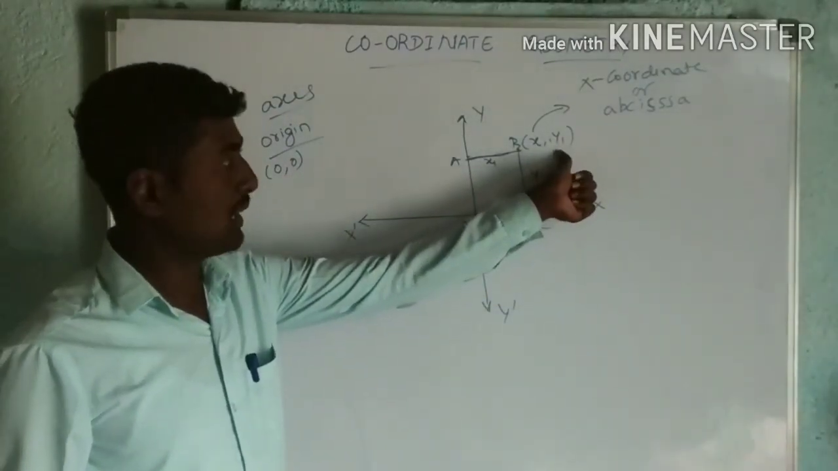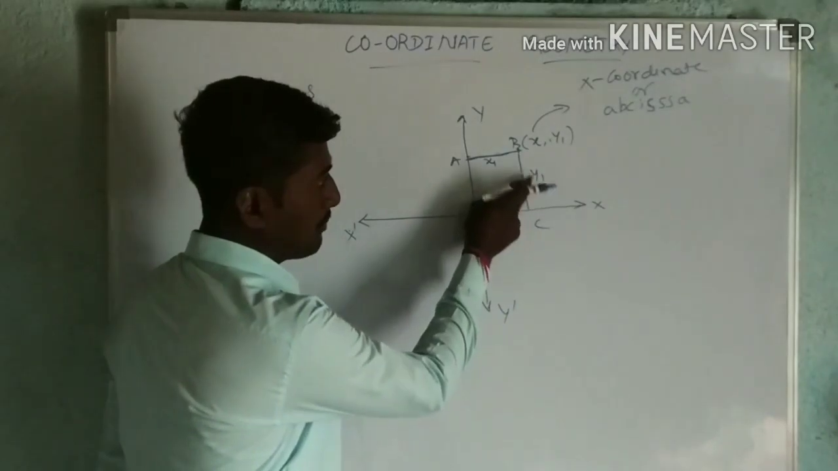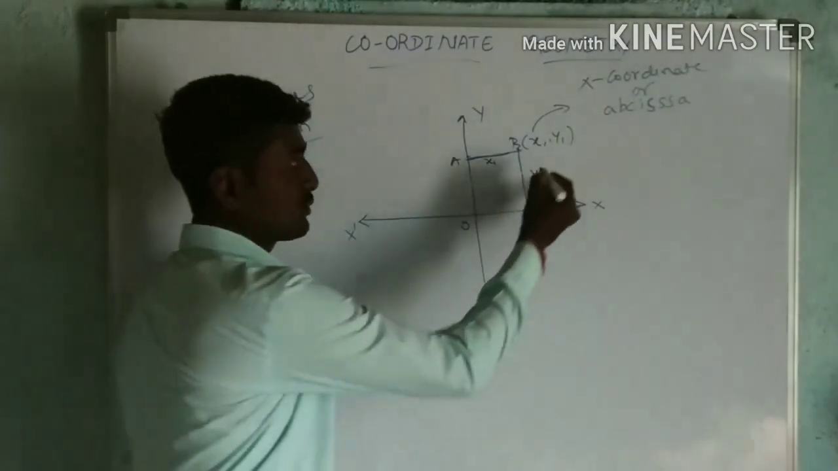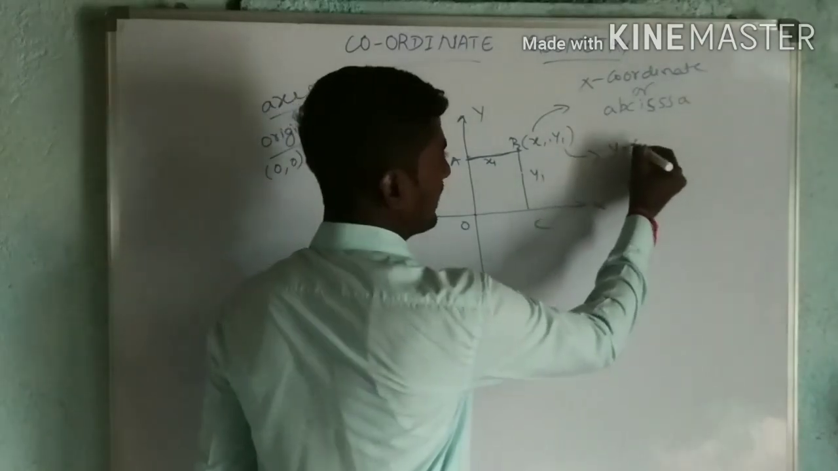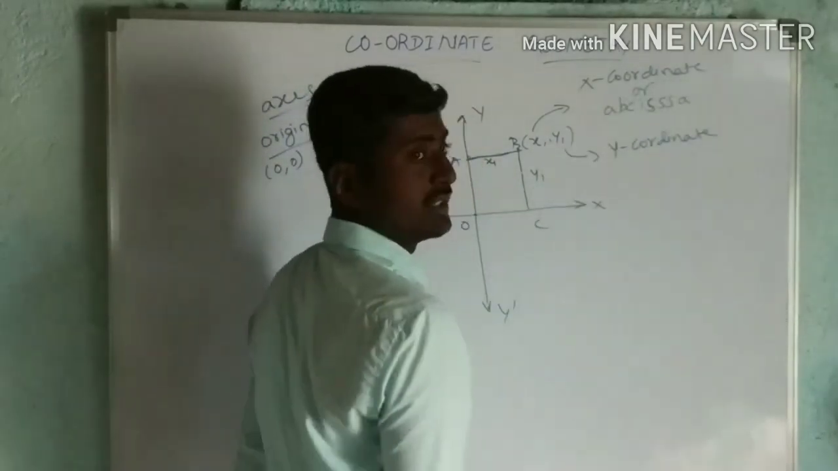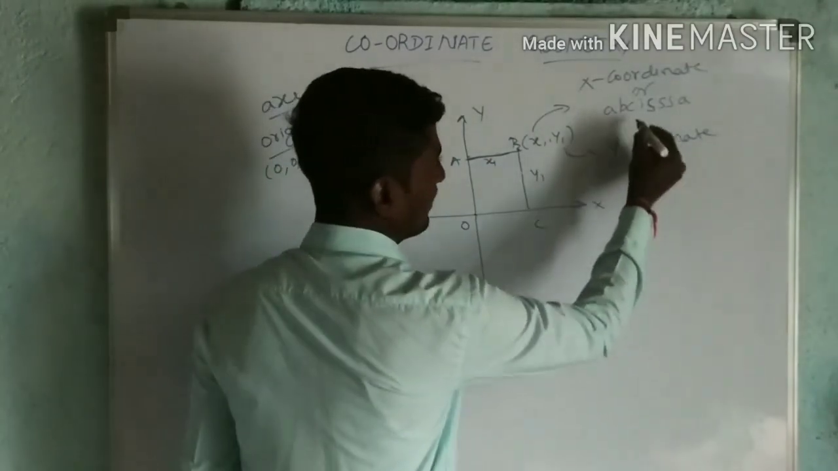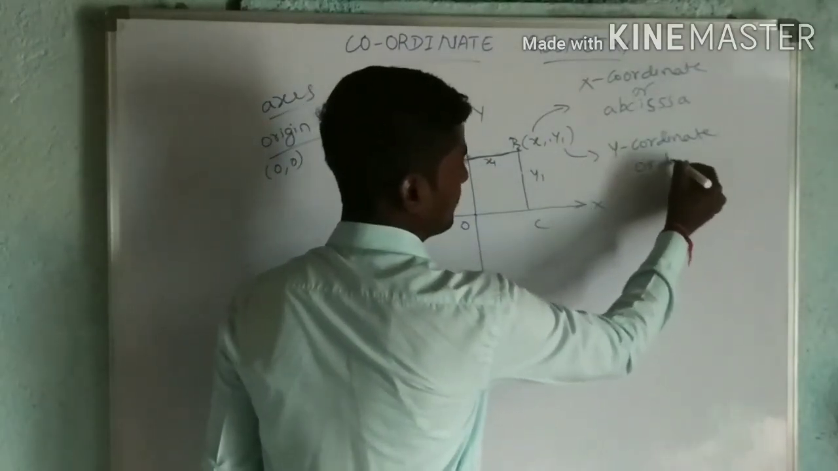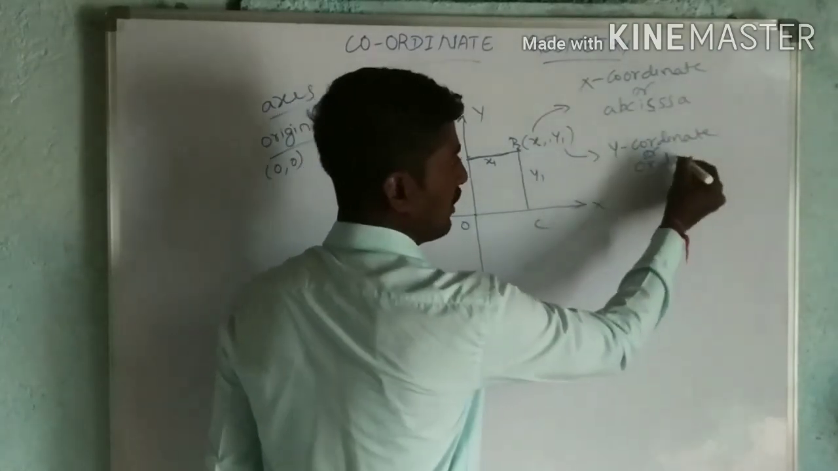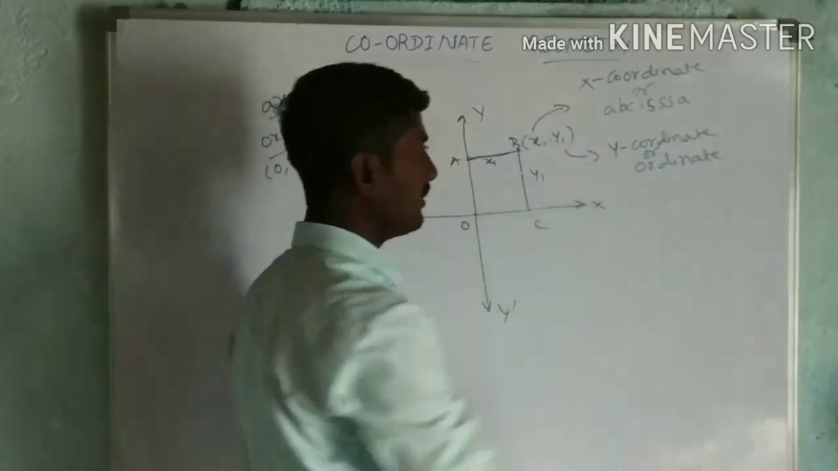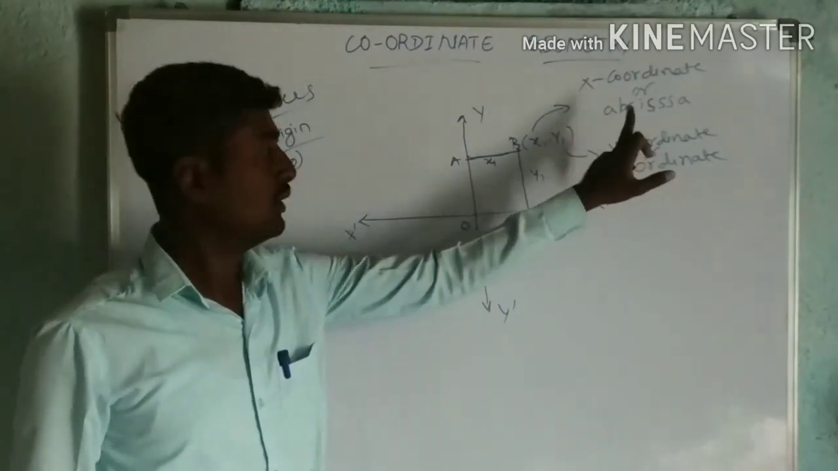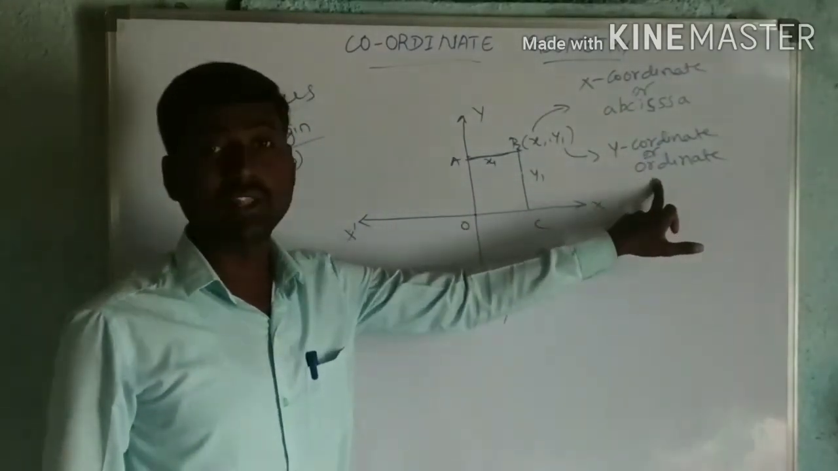Y1 is the distance of a point from the x-axis. This is called the y coordinate. In particular, you can call this the ordinate. This is our abscissa, this is our ordinate. The x coordinate is also called abscissa, and the y coordinate is also called ordinate.